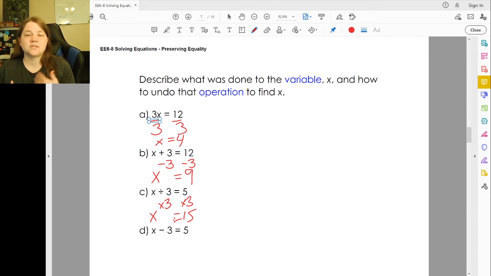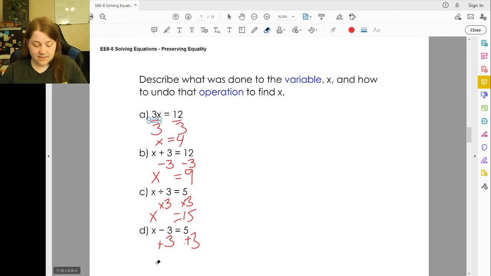For my last one, x minus 3 equals 5. The inverse, the opposite operation of subtraction is addition. So I would add 3. And then I have 5 plus 3 on this side. Which means on this side we have x, and on the other side, 5 plus 3 is 8.